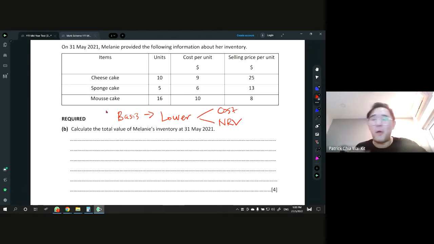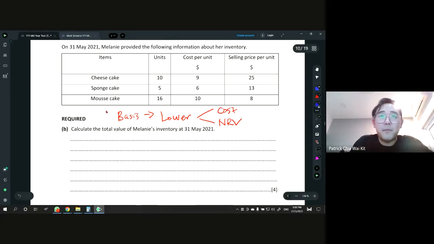Our job is to compare which one is the lower. Do we choose the lowest one because of prudence? Because of prudence. So if not sure, then you choose prudence. Choose the lower value.